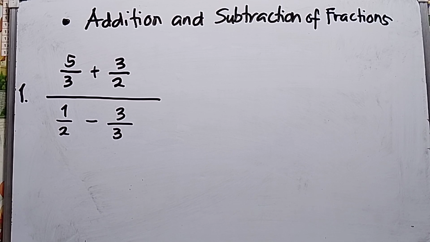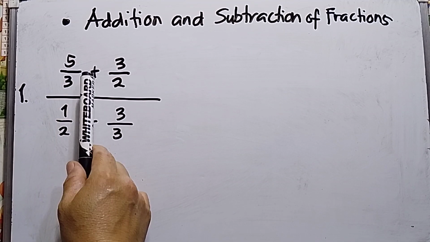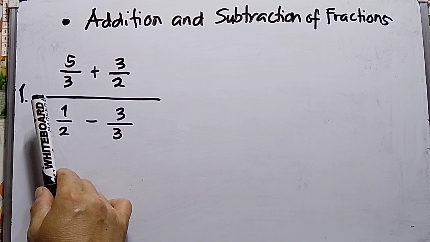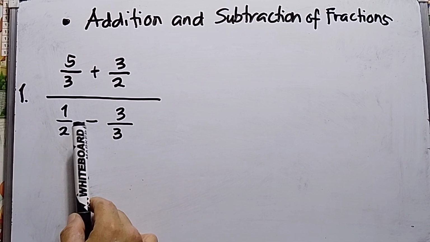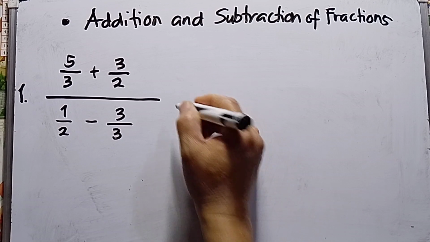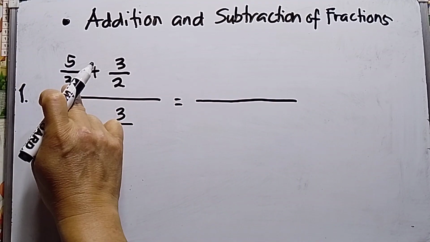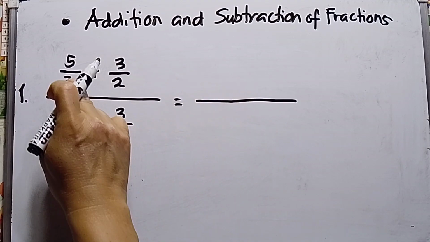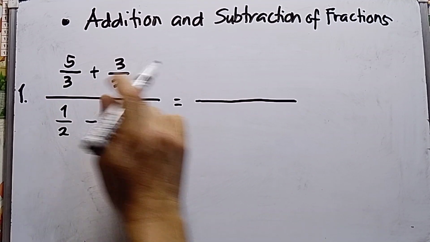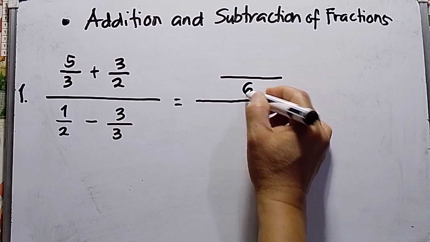I have here, number 1, 5 over 3 plus 3 over 2 is divided by 1 over 2 minus 3 over 3. So need to simplify the numerator first. Find the LCD between 3 and 2. If you don't know how to find the LCD, just multiply. So this will be 6.